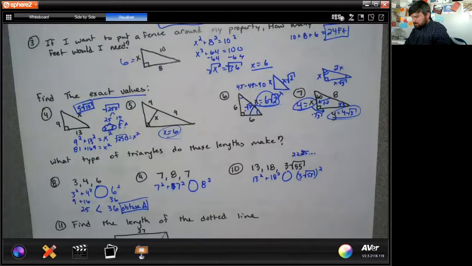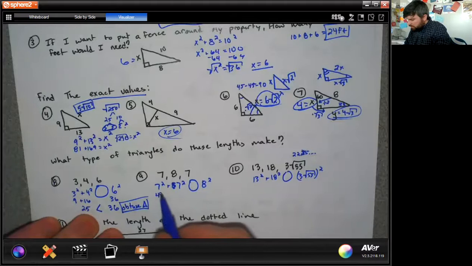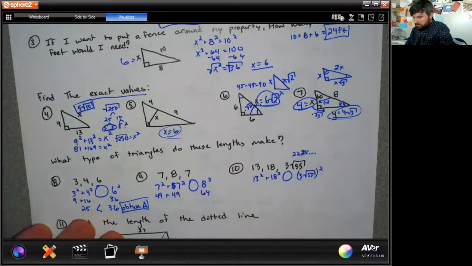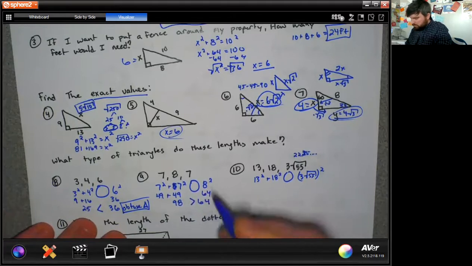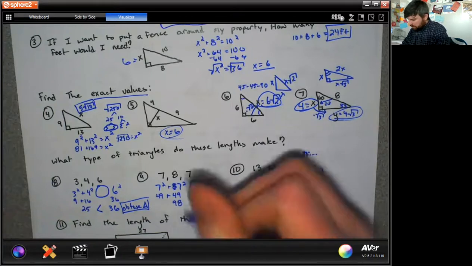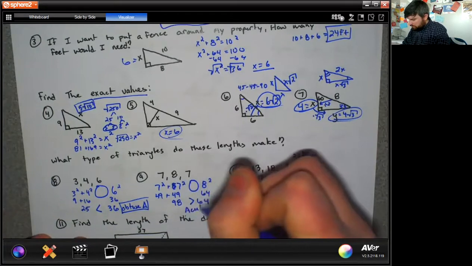Okay, we got 7 squared is 49 plus 49. 8 squared is 64. So 49 plus 49 is 98, which is greater than 64. So when it's greater than, that would be an acute triangle.